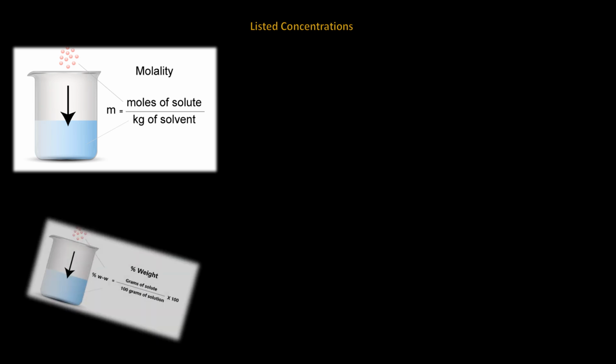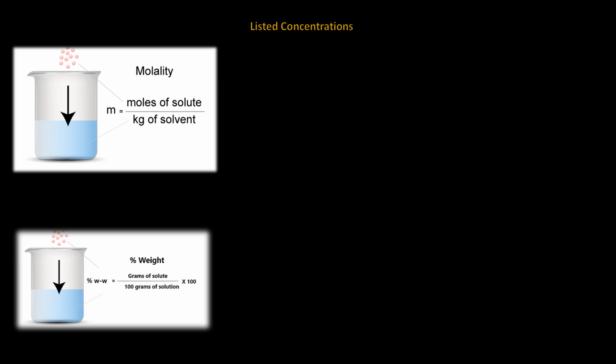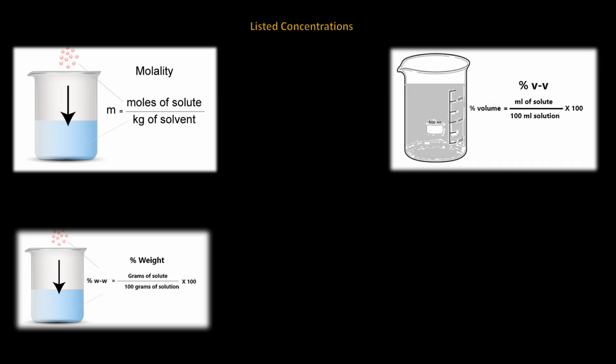Similar to molality, percent weight or percent W/W is calculated in grams multiplied by 100. It is a ratio between grams of solute and 100 grams of solution. The solution is always calculated as grams. Percent volume is calculated in the same way. However, the solute is in milliliters. It is the ratio between the solute and 100 milliliters of solution multiplied by 100. The solution is always calculated as milliliters.